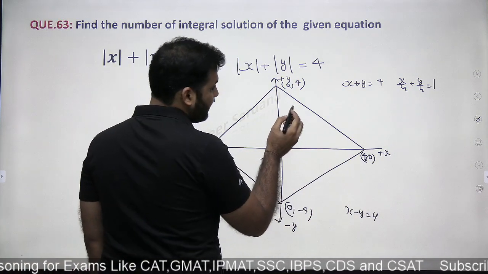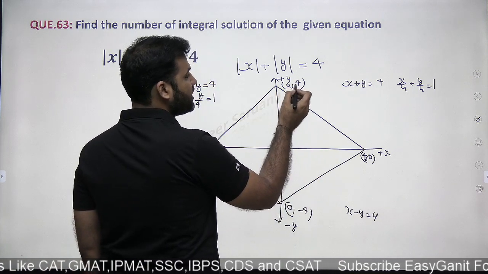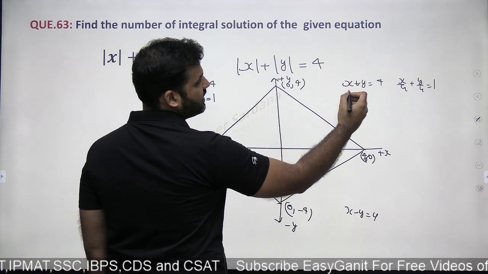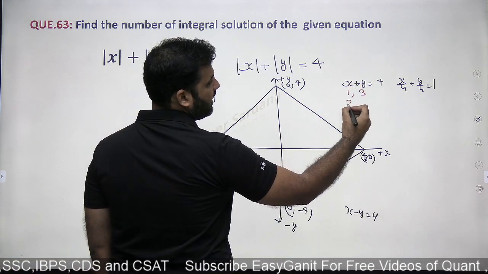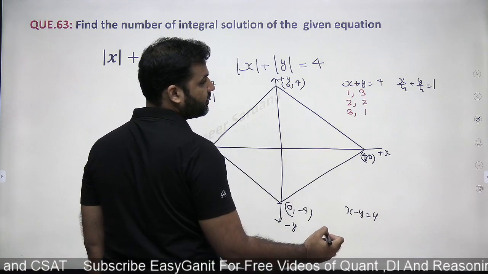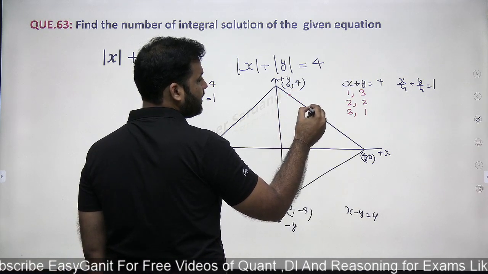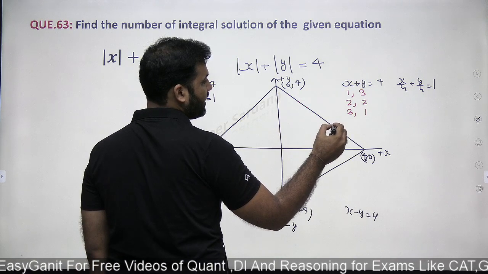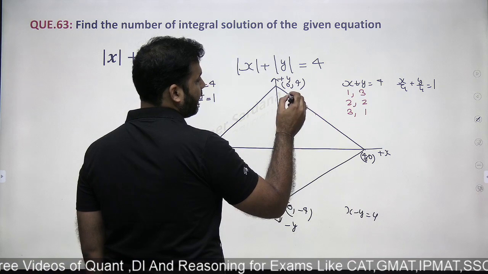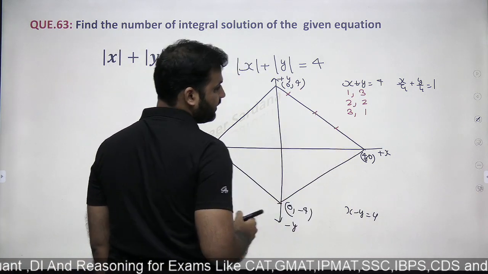Now, how do you solve this question? You see how many points I have on this line. The first is 0 and 4, right? If I make x as 1 in this equation, y will be 3, x as 2, y as 2. If I say x is 3, y as 1, right? So you see that on this line, I have a total of 3 integral solutions, right? Similarly, 3 integral solutions, 1, 2, and 3, right?